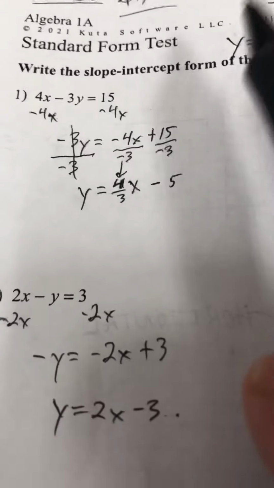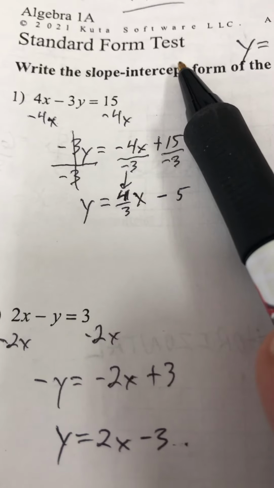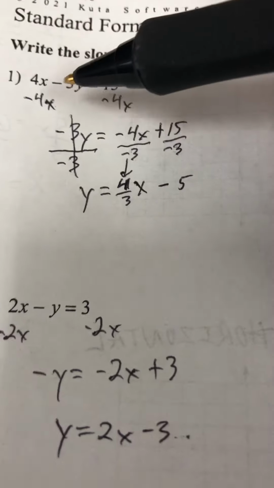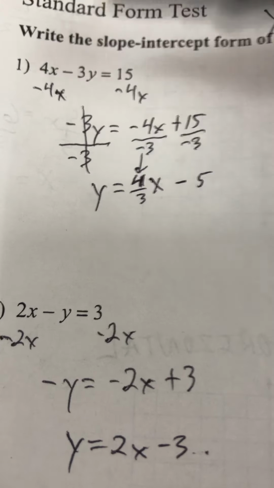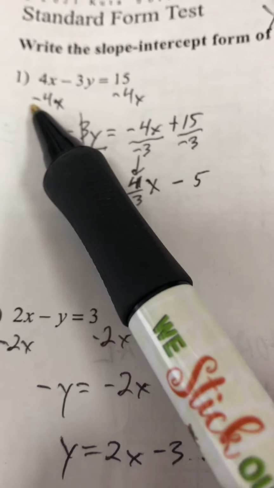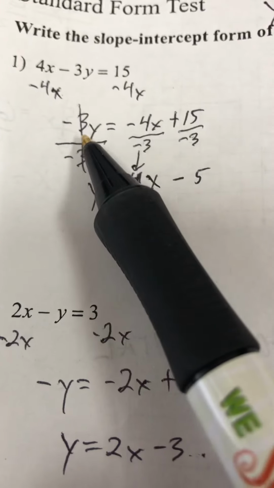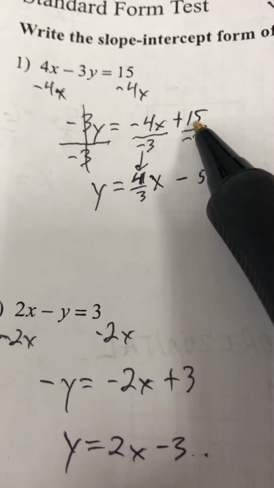Well, Robert, this is going to be for your corrections on the standard form test. So looking at your paper, what you have to do is get y by itself on one side of the equation. So you can see up here I subtracted 4x from both sides of the equation. And then once I did that, I had negative 3y equals negative 4x plus 15.